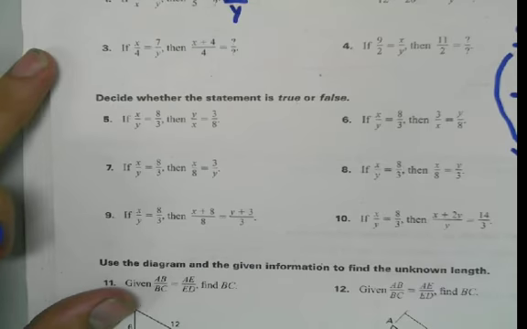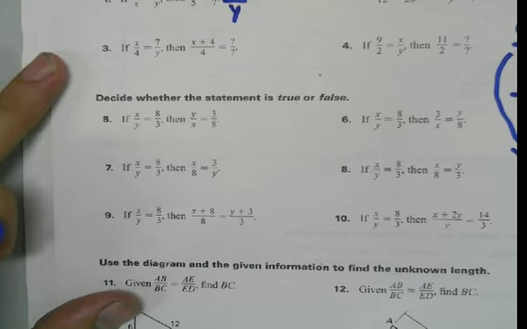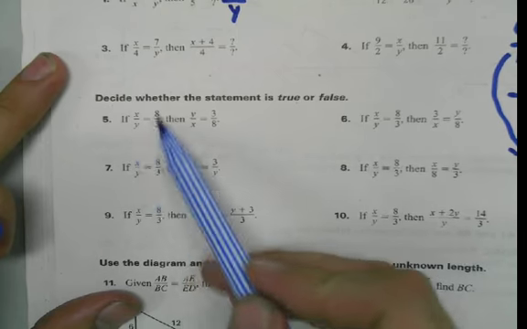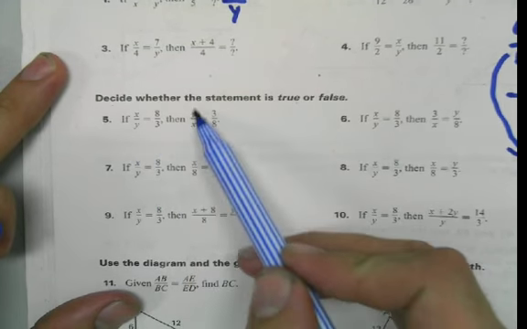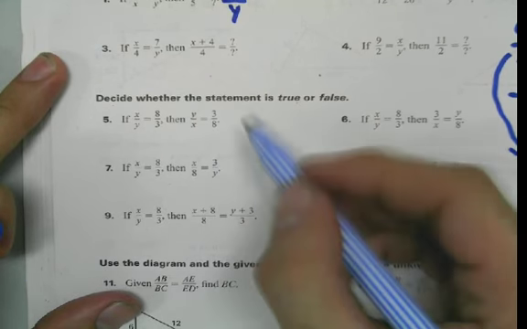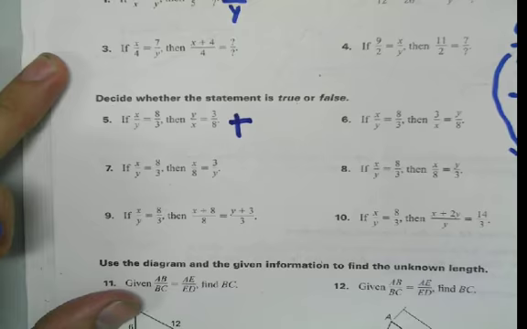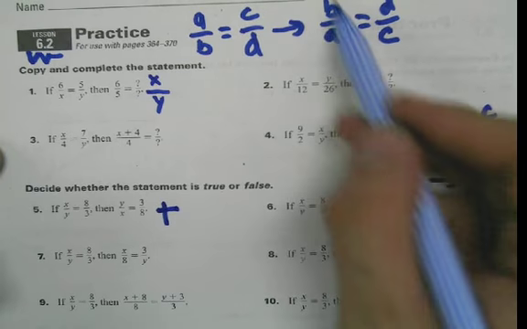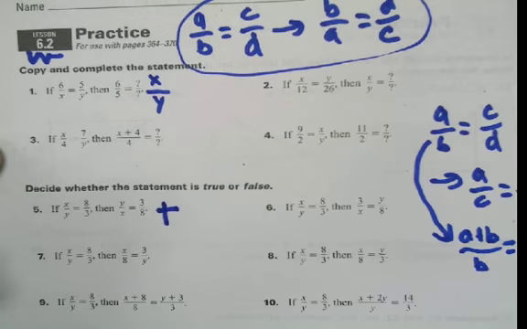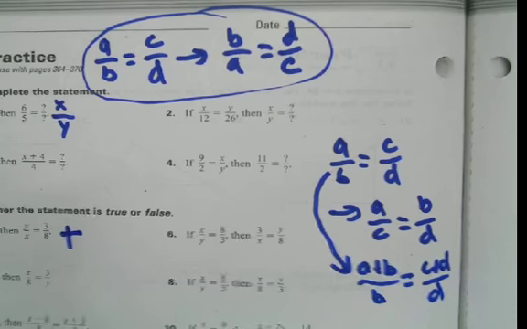Decide whether it's true or false. If x divided by y equals 8 divided by 3, can y divided by x equal 3 divided by 8? The answer is true. Yes, because we're using this one up here. Notice that? Okay, now use these formulas to find the rest of them.